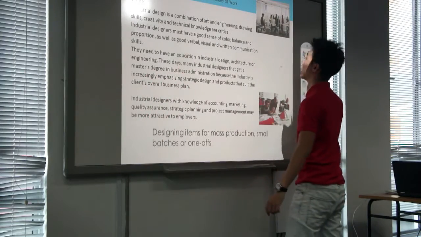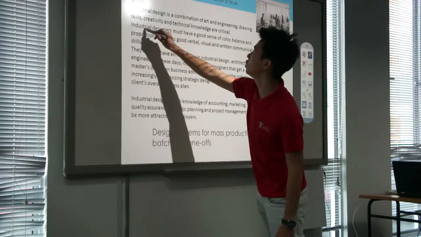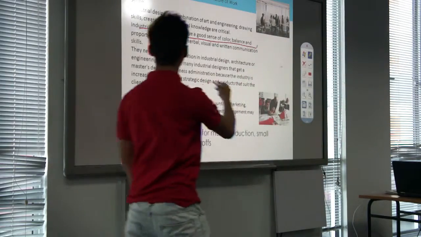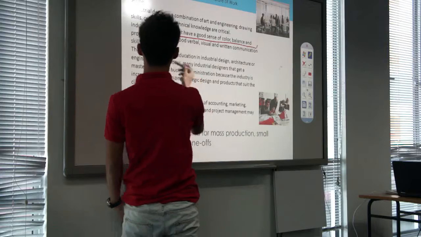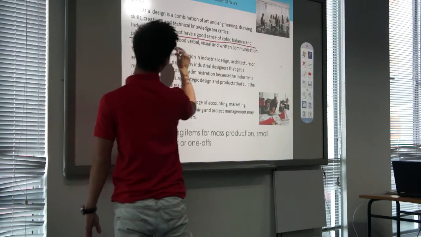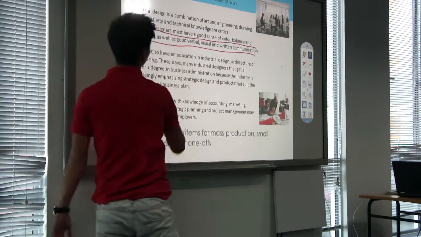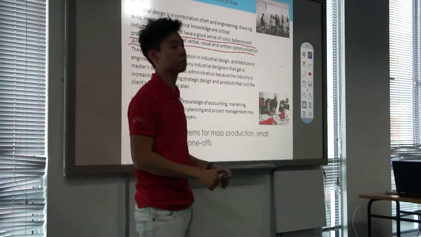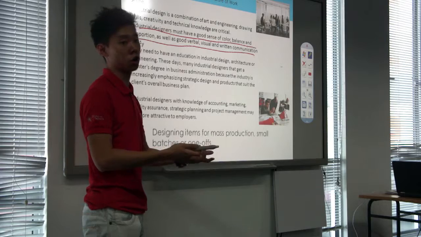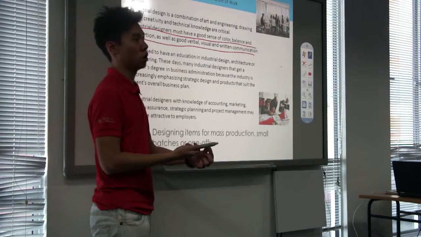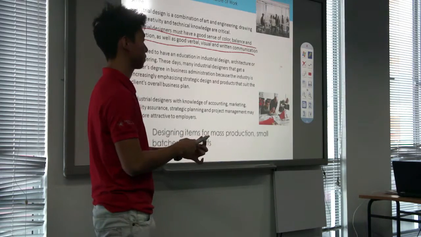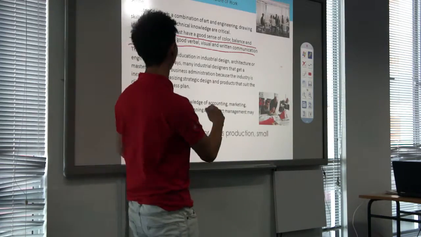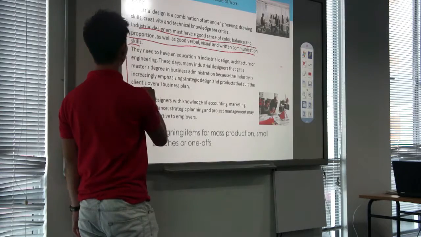This is the highlight of this. For an industrial designer, you need a good sense of color. No matter how good your design is, if the color is not there, it's not nice. And balance and proportion, of course. And visual and written communication skills are needed because you need to present to the clients or your directors and all.